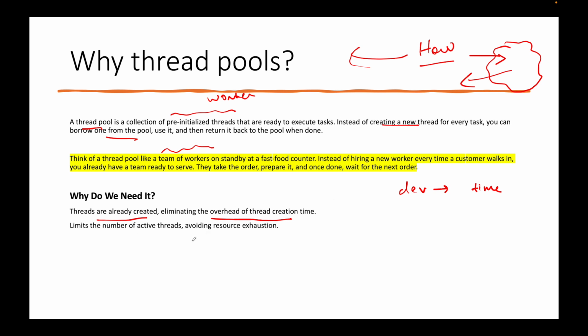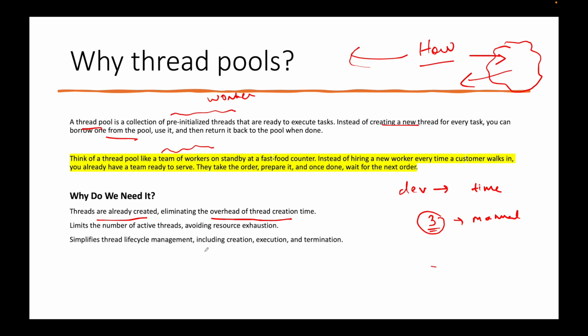Limits the number of active threads. Now see this, when I am creating 3 manual threads, it is possible that all 3 are not needed, so they are kept idle. It is an estimate which I have to do on my own, that I will have this many tasks and I will create 50 threads. Very much possible that out of the 50 threads, a large percentage is sitting idle. It is beyond my capacity to make sure that all the threads are utilizing the CPU all the time. So the number of active threads is limited, and this avoids resource exhaustion.